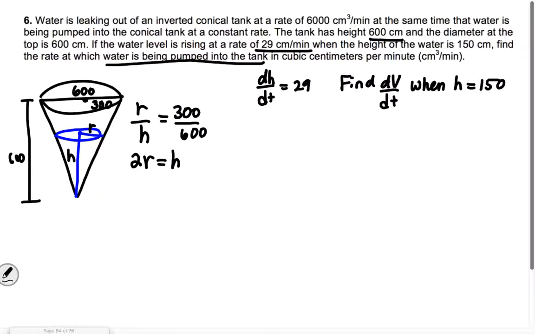But when I talk about the volume, the total volume is the volume of what's coming in minus the volume of what's coming out, right? So what I'm going to write is that the rate of change of the volume has to do with what's coming in minus what's going out.